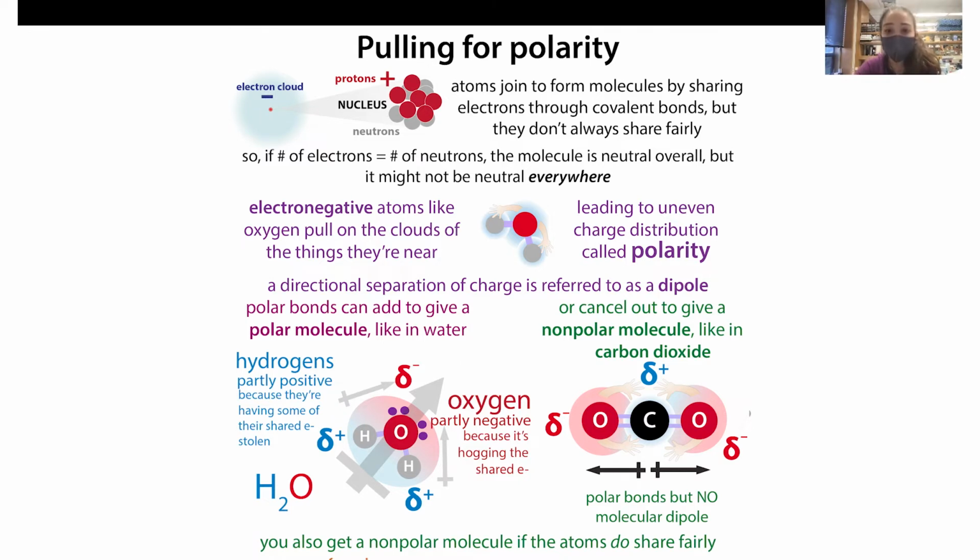And so oxygen's really good at that. And so it's going to pull the electrons and make it partly negative. These hydrogens are going to have electrons pulled from them, making them partly positive because they still have that proton, remember? So this gives you this partial charge separation that we call polarity.